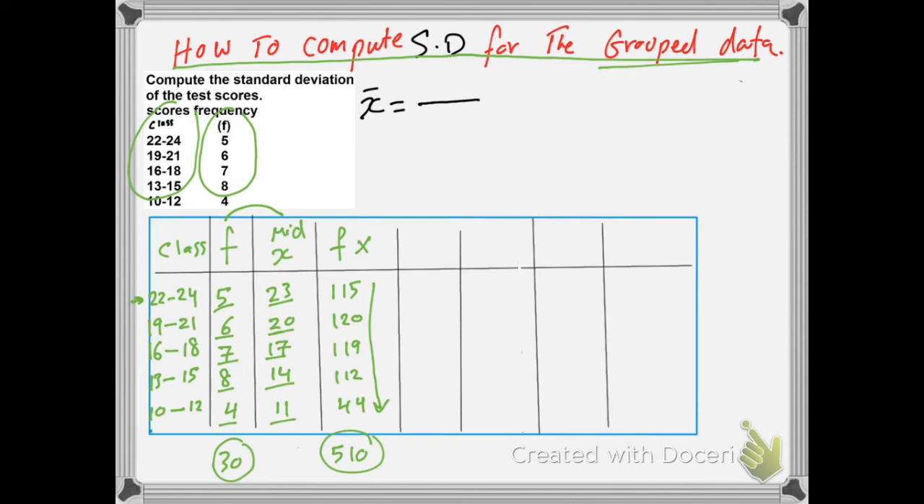Now from those details in the table, I'll compute the average, x bar, or the mean. It will become 510 divided by 30. It will give me approximately 17. And this 17 will help me complete this column, because this column is x minus x bar.